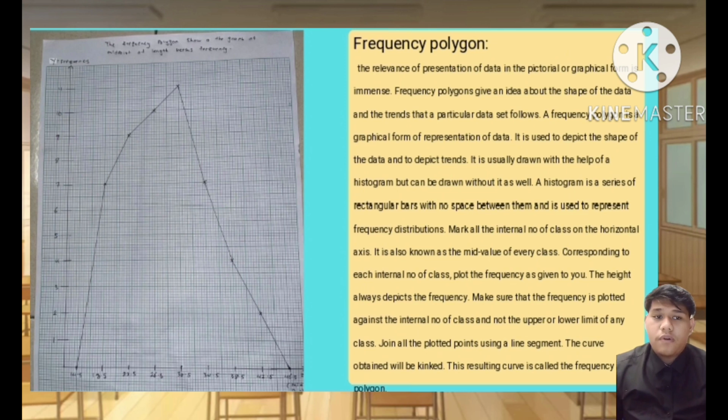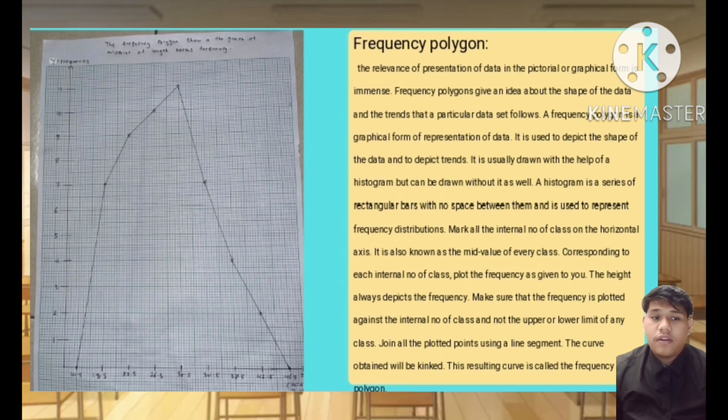Midpoint 14.5, frequency is 0. Midpoint 18.5, frequency is 7. Midpoint 22.5, frequency is 9. Midpoint 26.5, frequency is 10. Next, midpoint 30.5, the frequency is 11.